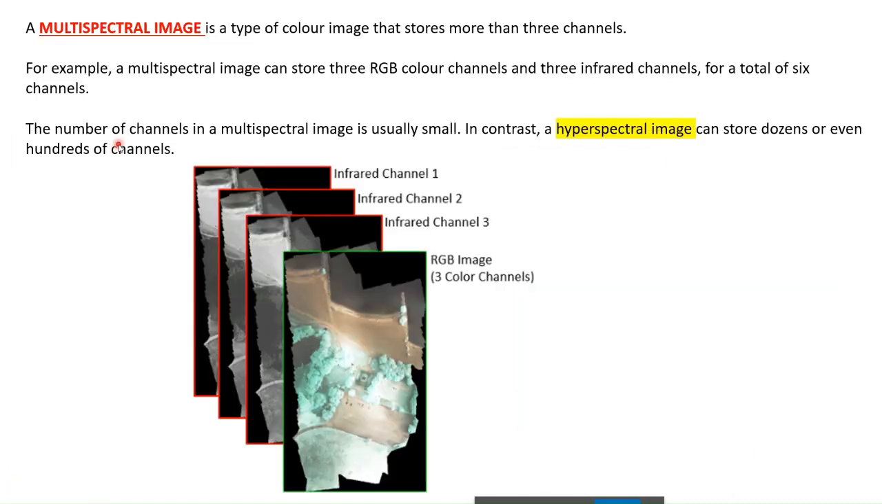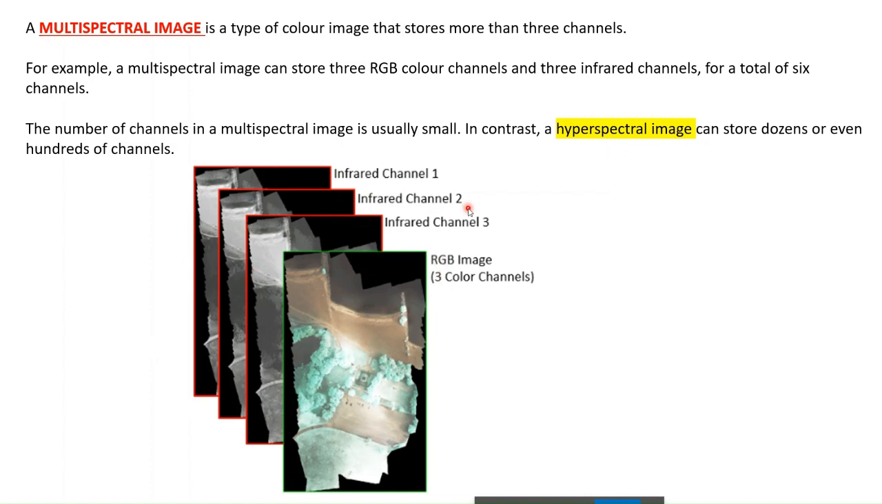Next we have is the multispectral image. So a multispectral image is also a color image. That means it has more than one matrix to store the image values, but it has more than three channels. For example, the image shown here is a multispectral image. As you can see, there is infrared channel 1, 2, 3, and the RGB image, which is another 3 channels. So totally 6 channels are there.